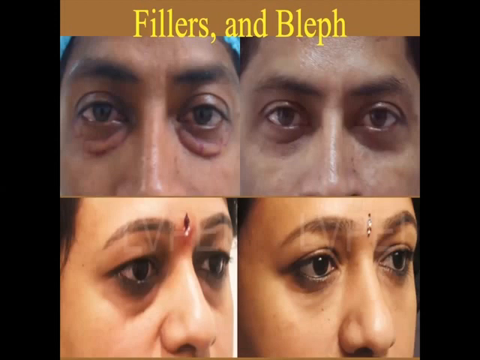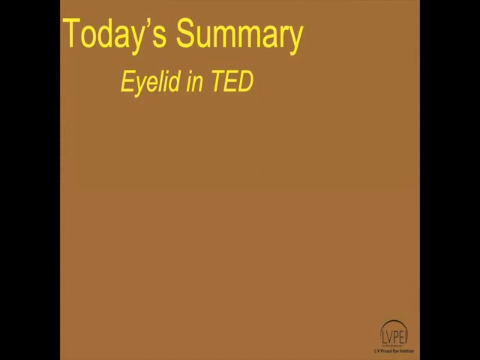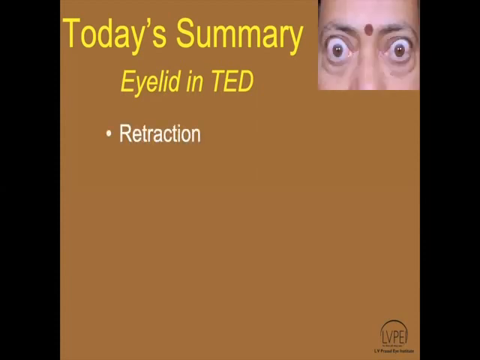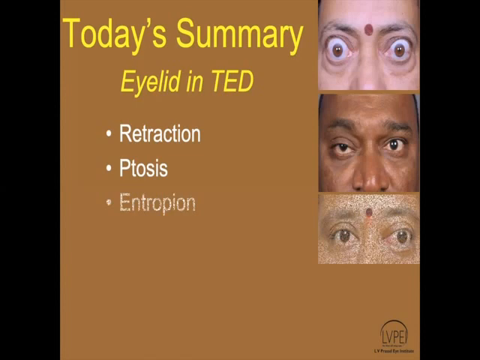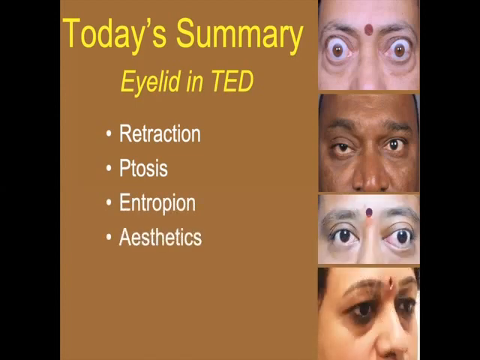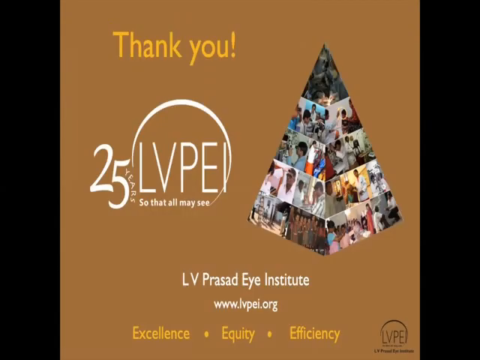In summary, we looked at some of the commonly performed procedures for upper eyelid retraction, presentation of ptosis in thyroid eye disease, a rare presentation of entropion, and finally a few aesthetic concerns in these patients. Thank you very much, and I appreciate the opportunity to present at the ITEDS symposium.